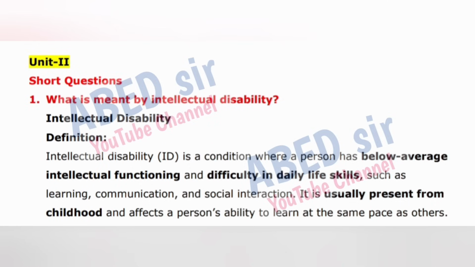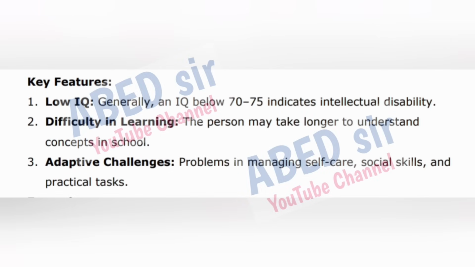Intellectual disability. Definition. Intellectual disability, ID, is a condition where a person has below-average intellectual functioning and difficulty in daily life skills, such as learning, communication, and social interaction. It is usually present from childhood and affects a person's ability to learn at the same pace as others. Key features. 1. Low IQ. Generally, an IQ below 70 to 75 indicates intellectual disability.